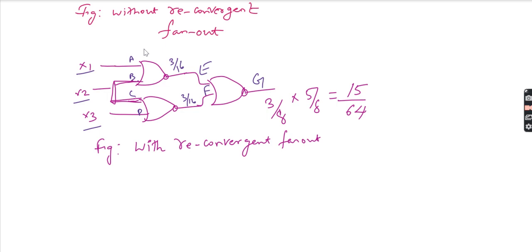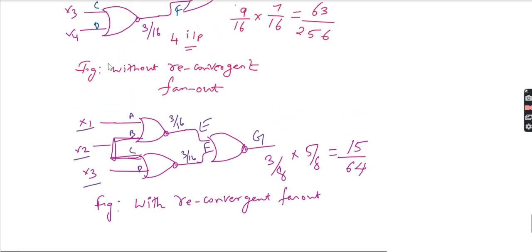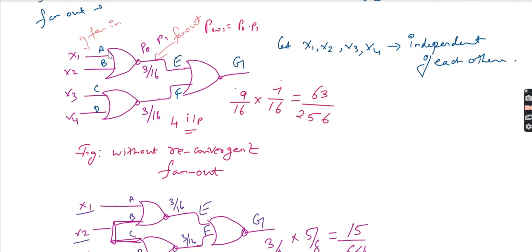Now we can see, like we saw in the computation of the transition probability, we started from the primary inputs and calculated the signal probabilities until the output node is reached. But this approach will not work for circuits having reconvergent fan out. That is why I said for this, it won't work out. If you do this, it won't work out.